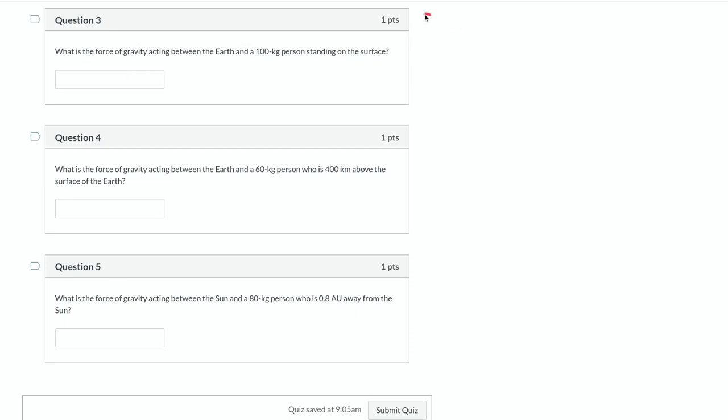So here's Q3. I'm going to start by writing the equation here. Force of gravity equals G, which is the gravitational constant, times big mass, the mass of the large object, times small mass, the mass of the small object, divided by r squared, which is the distance between them squared.